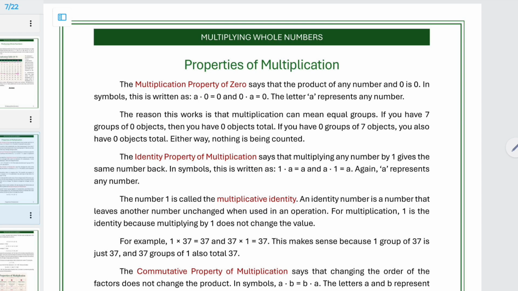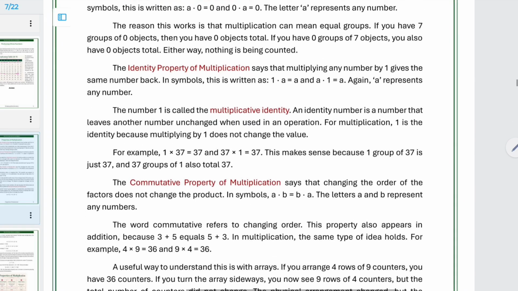The reason this works is that multiplication can mean equal groups. If you have 7 groups of 0 objects, then you have 0 objects total. If you have 0 groups of 7 objects, you also have 0 objects total. Either way, nothing is being counted.